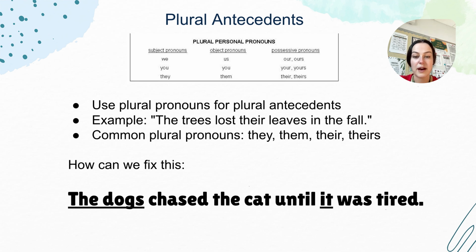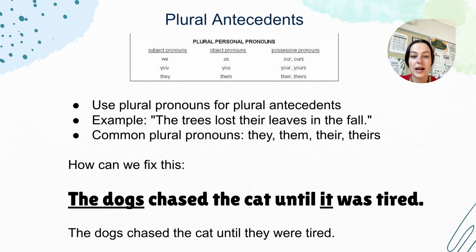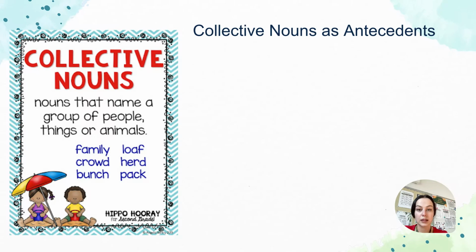And now, once you have tried, we're going to release the answer, and that is: the dogs chased the cat until they were tired, right? It's the dogs that got tired and gave up, and they are multiple, right? Because it's the dogs, ending with an S, the pronoun we use needs to also be plural.